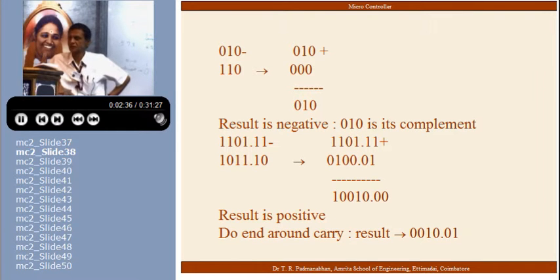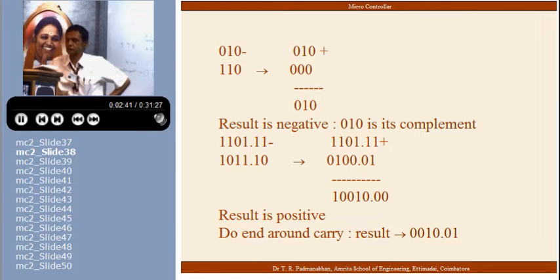Okay, next one is 1101.11 minus this number. The binary point is only for alignment. So this is okay, no? 010. It's okay.